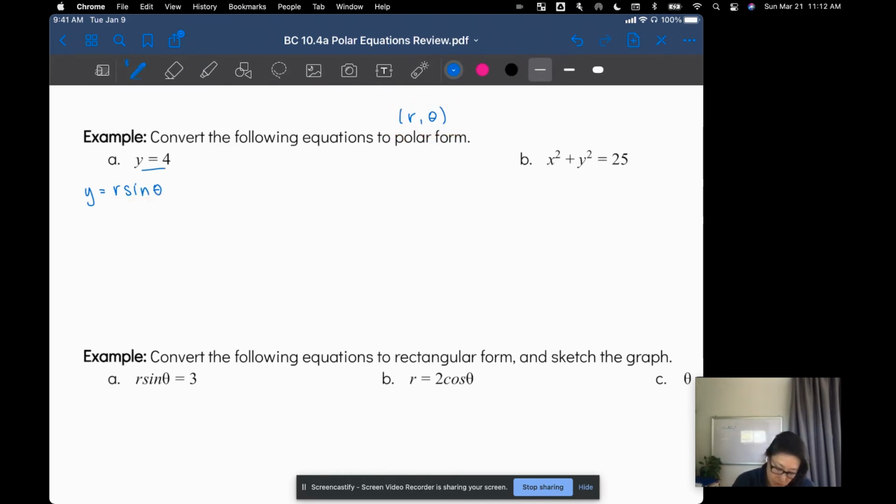So I'm just going to replace the y with 4. So 4 is equal to r sine theta. And then I'm going to isolate r. So r is equal to 4 divided by sine theta. And we're done.